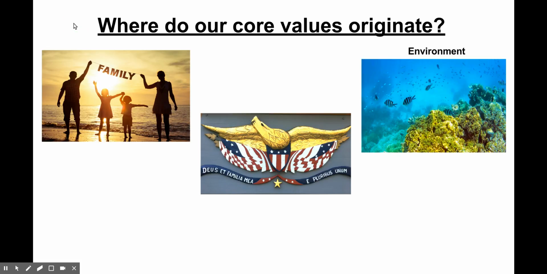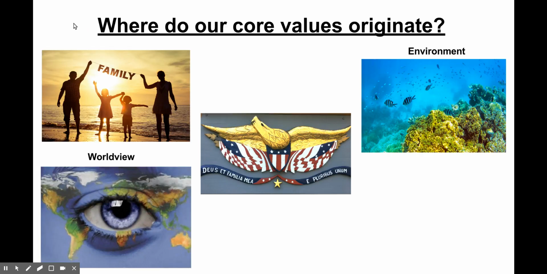The next area where core values originate is the environment. Examples include school, being a member of a soccer team, and the community in which you live in. The third area where core values originate is worldview. Worldview pertains to how an individual views and interprets the world. In other words, it is your perspective regarding what happens in life and what it means.